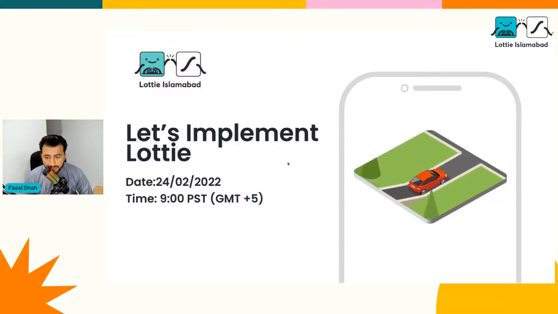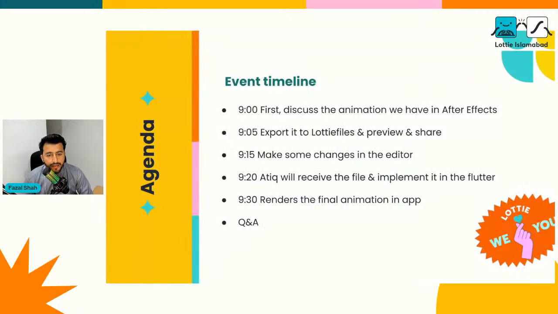So we'll be implementing this animation live in After Effects, and then we will add it and run it in a Flutter app. The timeline for today is that it will start with how we break down the animation in After Effects, and then we will export the animation to Lottie files, preview and share it with Teak, our guest speaker, and then make some changes in the editor to show you how we can change animations once they are exported from After Effects. And then Teak will receive the file and implement it in Flutter, render the final animation in the app, and then we will have Q&A.